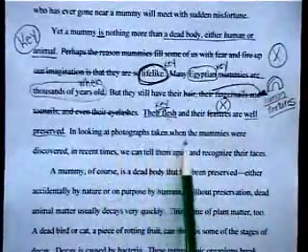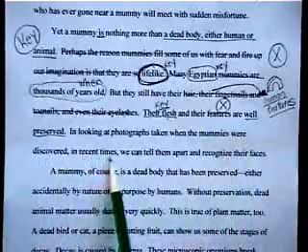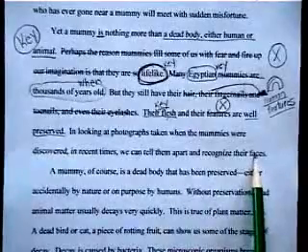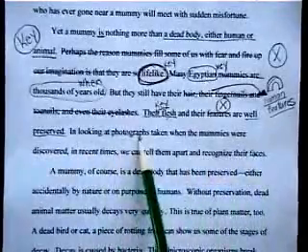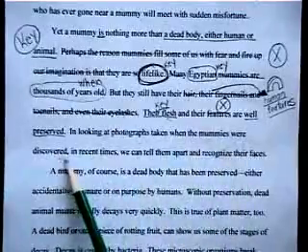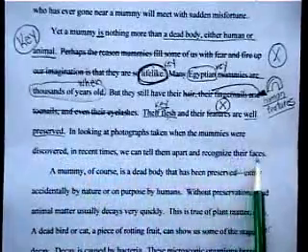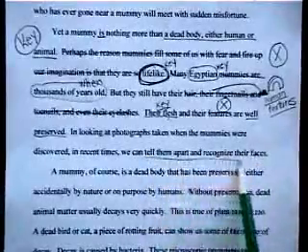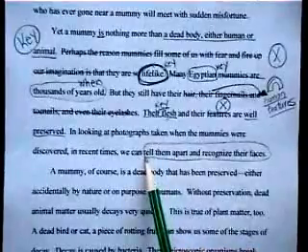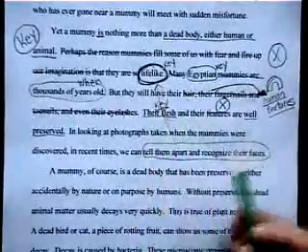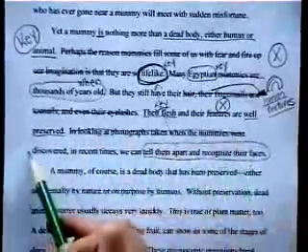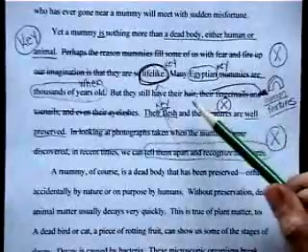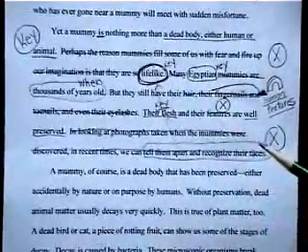In looking at photographs taken when the mummies were discovered in recent times, we can tell them apart and recognize their faces. You know, tell them apart and recognize their faces, that would mean that they are lifelike. So I'm going to get rid of this sentence and say that I am deleting repetitious material because we've already really talked about the fact that they're lifelike.